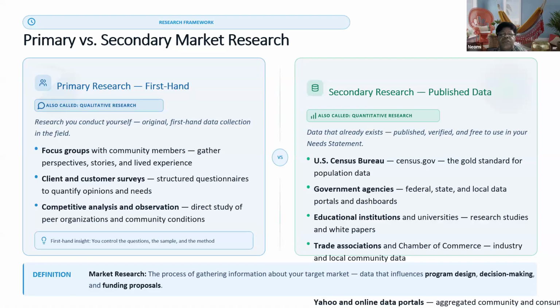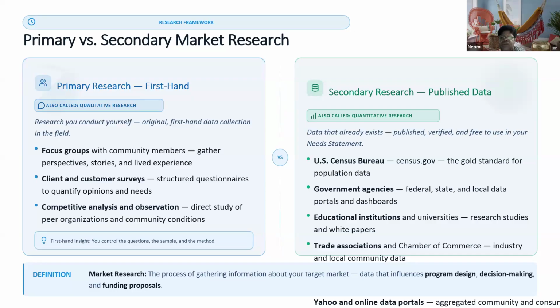Secondary research is also called quantitative research. It is data that already exists, published, verified, and free to use in your need statements. The U.S. Census Bureau, census.gov, is the gold standard for population data. Government agencies provide federal, state, and local data, portals, and dashboards.